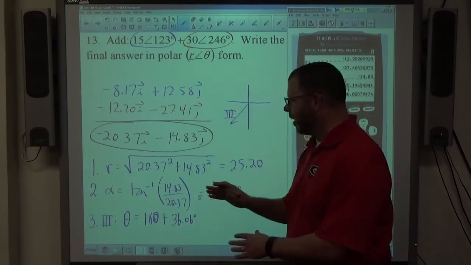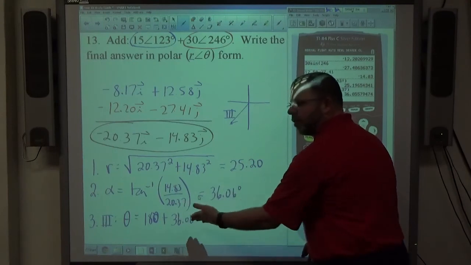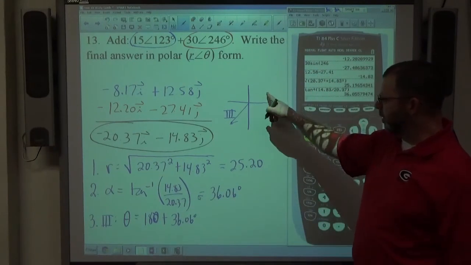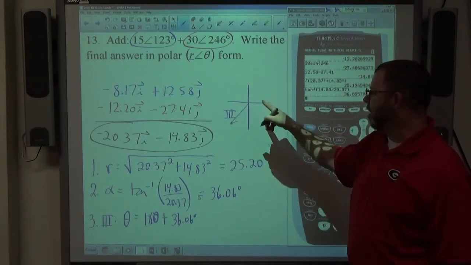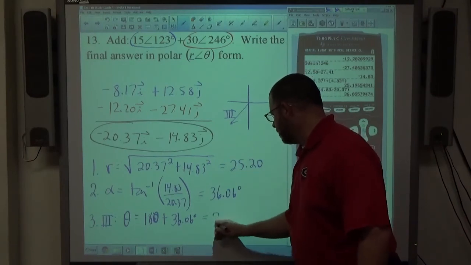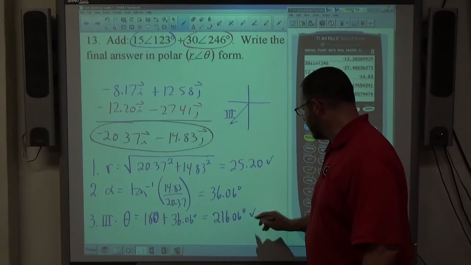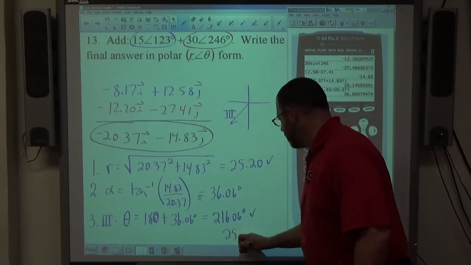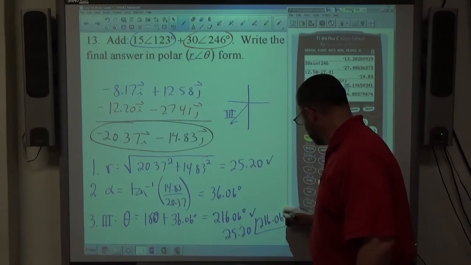So step 3 is just establishing what quadrant you're in, and then you take this angle and do something to it. In the first quadrant, alpha equals theta; then 180 minus alpha, 180 plus alpha, 360 minus alpha. Depending on where you're at, in this case you get 216.06 degrees. So r is that, theta is that, so my answer is 25.20 at an angle of 216.06 degrees.